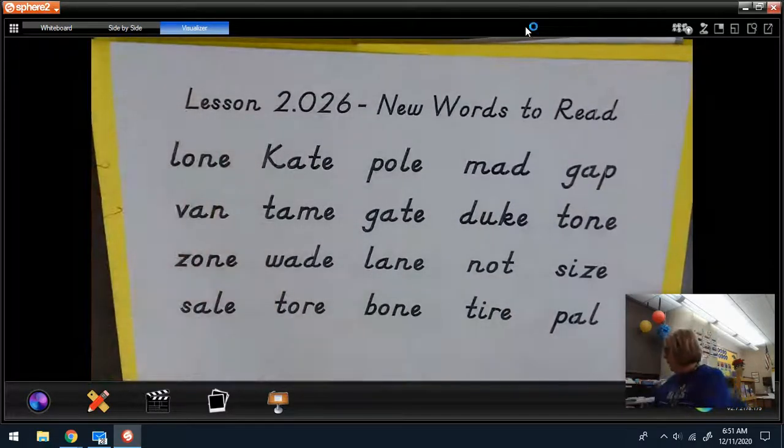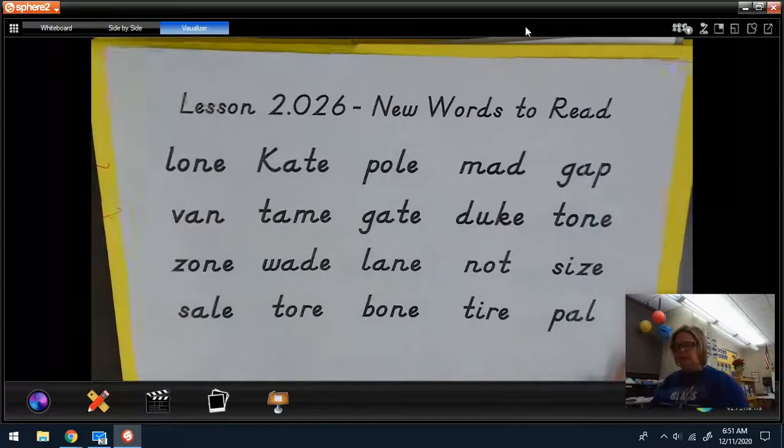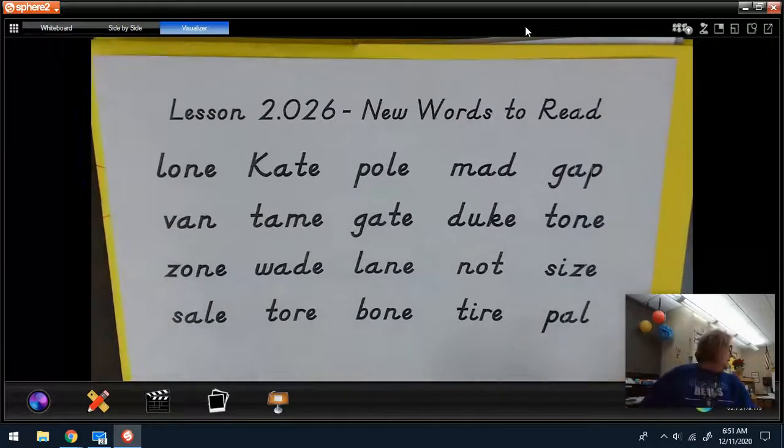All right. So this week we have been working quite a bit with the long vowel E.